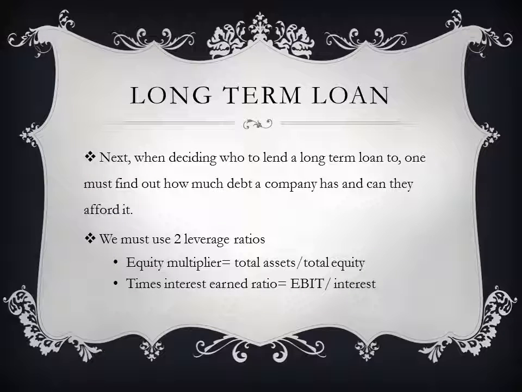The next part of the project is deciding which company to lend a long-term loan to. We need to find out how much debt they have and if they can afford it. We need to use the two leverage ratios listed here. The equity multiplier equals total assets divided by total equity, and the times interest earned ratio equals earnings before interest and taxes divided by interest.